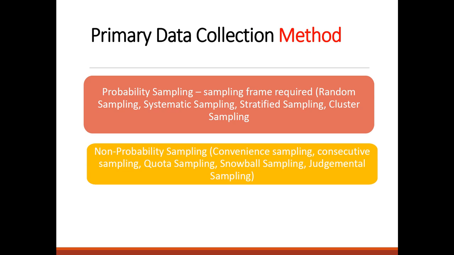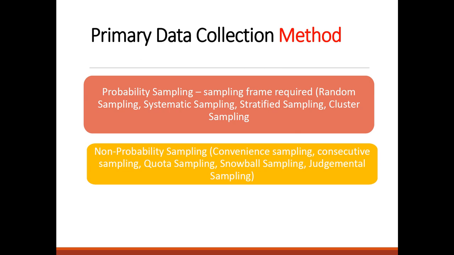Okay, so first thing, you need to know how you want to collect your sample. You already have in your mind what research type you want to use. Are you going for causal? Are you going for just descriptive? Are you going for just correlational research? But you need the sample, and how you're going to get the sample. So this is very important.